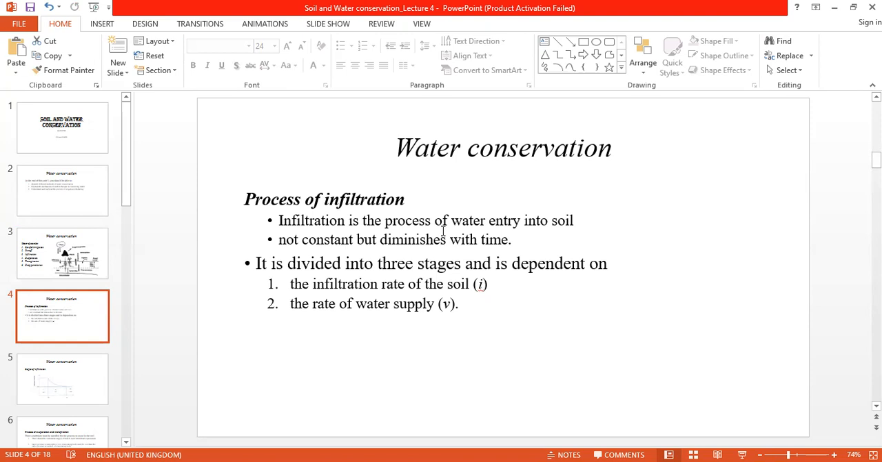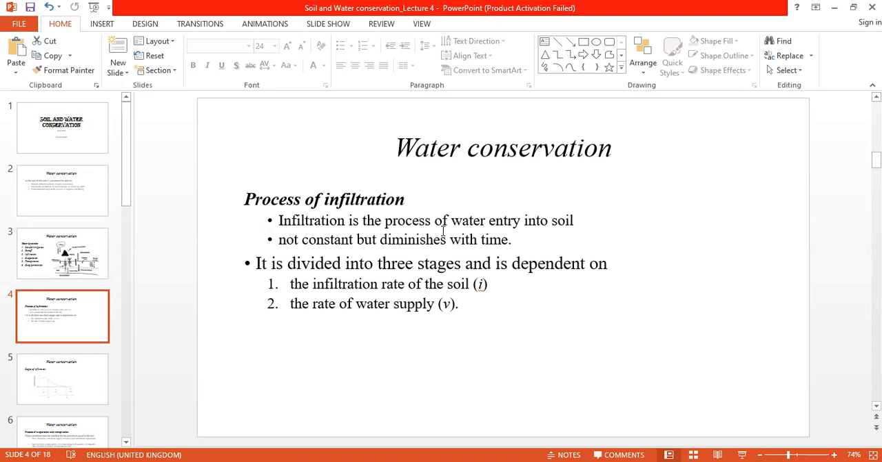Initially it's high, then as you continue applying water, it reduces. So the more pore spaces you have in the soil, the more water is going to be transmitted into the soil. If you have a higher porosity, the higher the amount of water that is going to infiltrate into the soil. So infiltration can be divided into three stages. It has three stages with which it occurs.